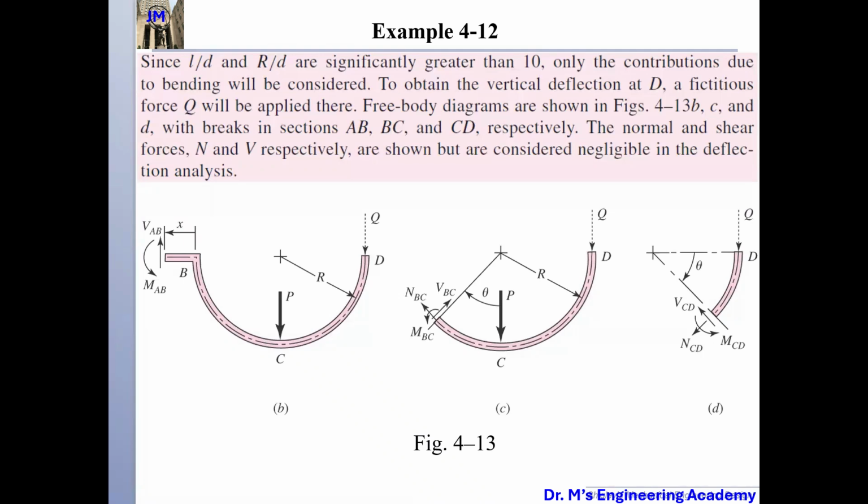And then we just plug in this equation. So keep in mind now we have R dθ. Because it's a curve, this is a curve. So delta 2 equals 1 over EI, M_BC multiplied by dM_BC/dQ, and then R dθ.